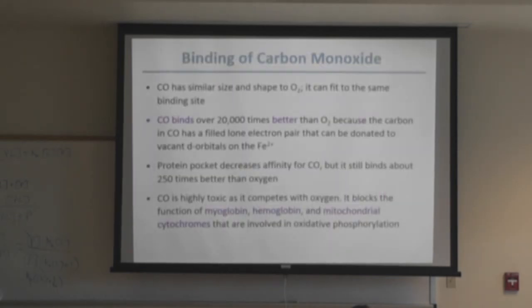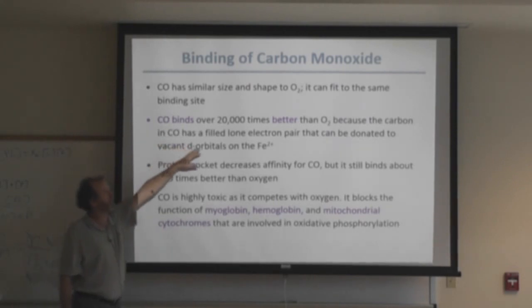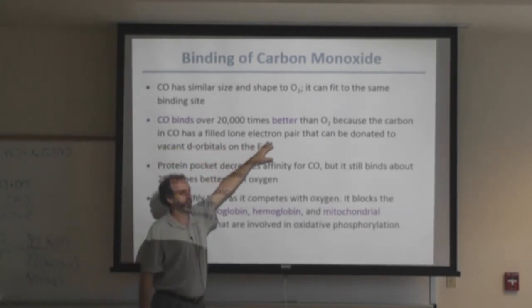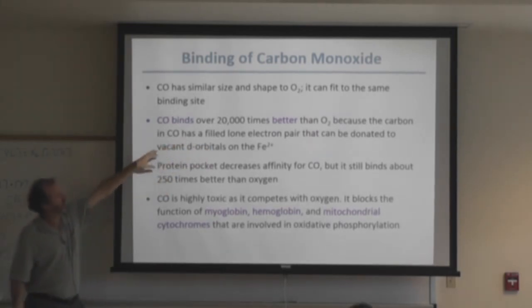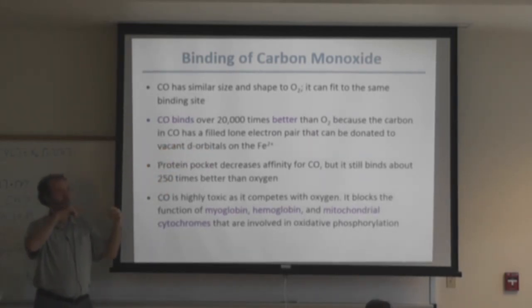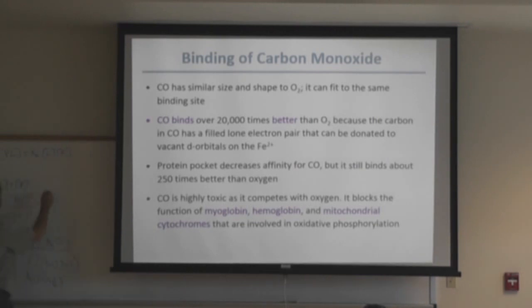So, binding of carbon monoxide. Carbon monoxide has a similar size and shape to oxygen, and it can fit into the same binding site. And it is over 20,000 times better binding than oxygen to myoglobin. It's because it only has the one lone pair at the end of that carbon. Because remember, what is the carbon monoxide structure, like this? So it's got a triple bond, right?